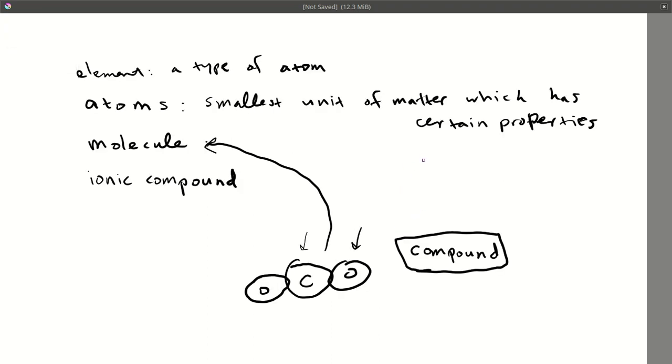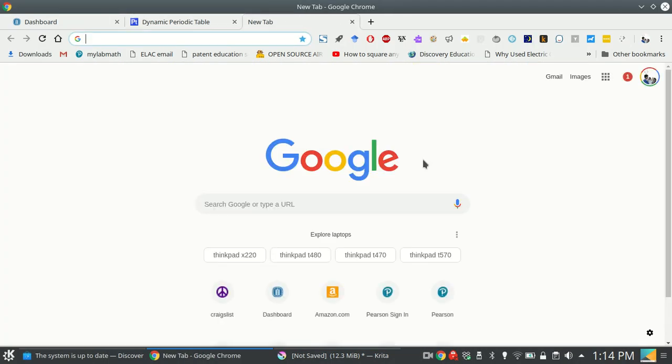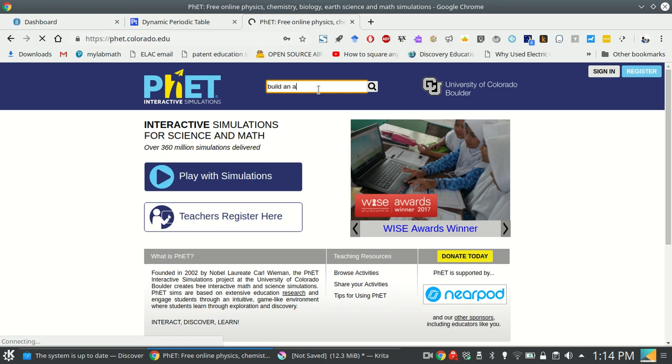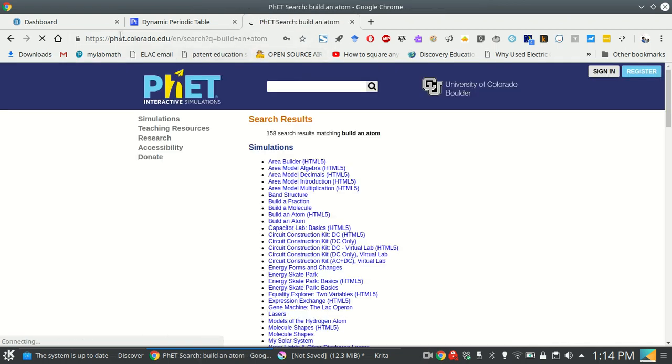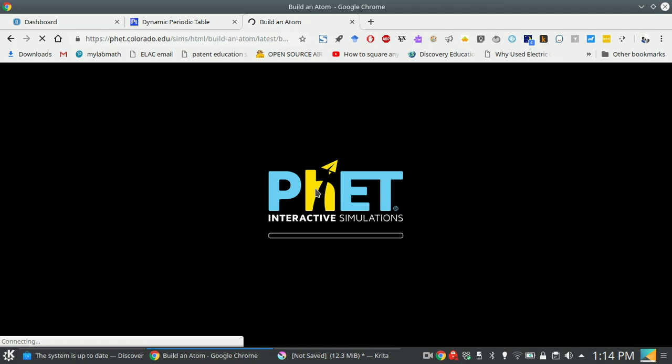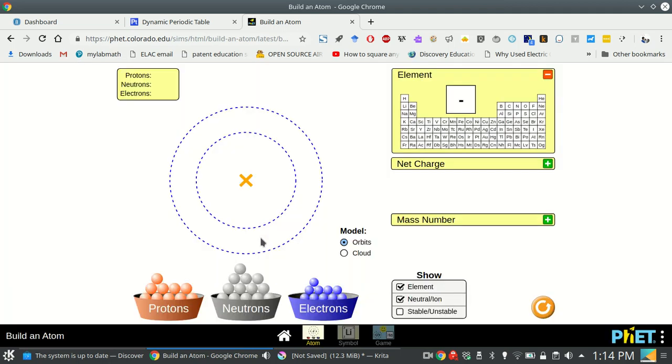So atoms are made of smaller pieces which don't have certain properties, all right? So let me go get your model of an atom for you. Build an atom. You can do this too at fet.colorado.edu, just like me. I'm going to build an atom here. And the atom is made of certain pieces. Those pieces are protons, electrons, and neutrons. So the atom is made of protons in the middle.